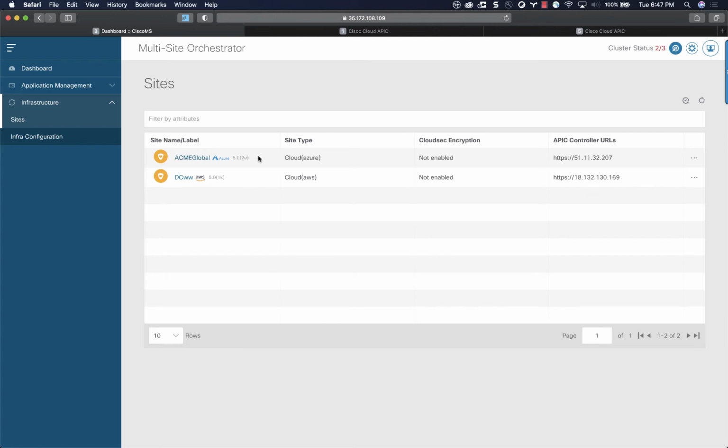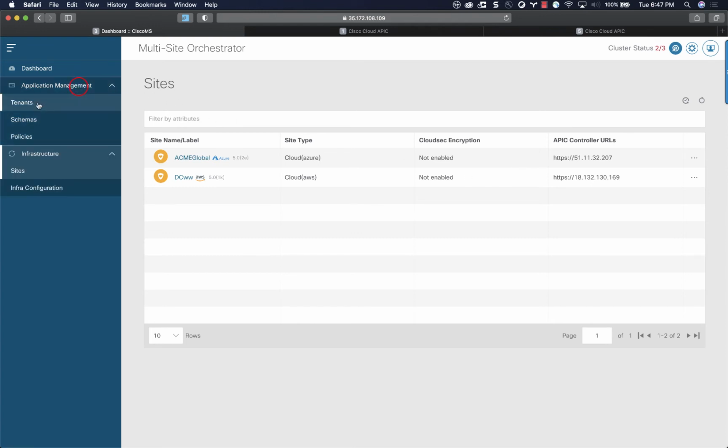So on our Azure cloud, we can see it's running firmware 5.0(2e). It's in Azure. We don't have any encryption, and then we have our controller URL, right? Down here in AWS, we have our site that's named DCWW. It's AWS, and here's our URL, right?